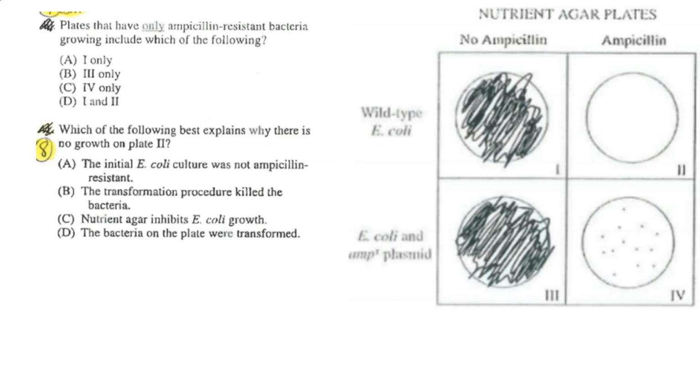So if we're taking a look at this, plates that have only ampicillin resistant bacteria growing include which of the following? Okay, I'm going to give you a second to try and think about this. Which ones only contain ampicillin resistant bacteria? And hopefully you said 4. Okay, so which of the following best explains why there is no growth on plate 2?